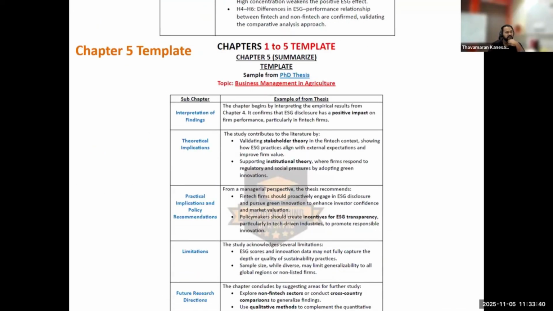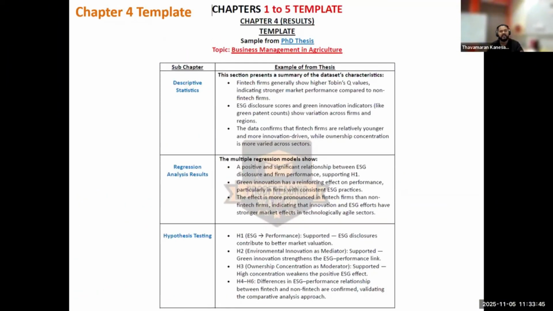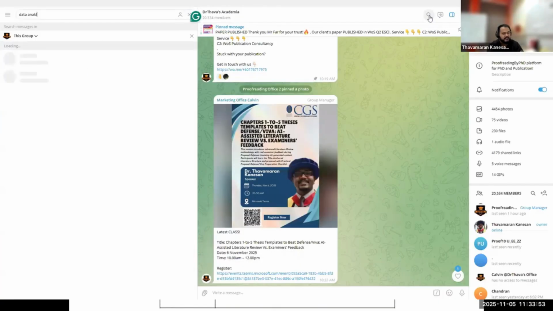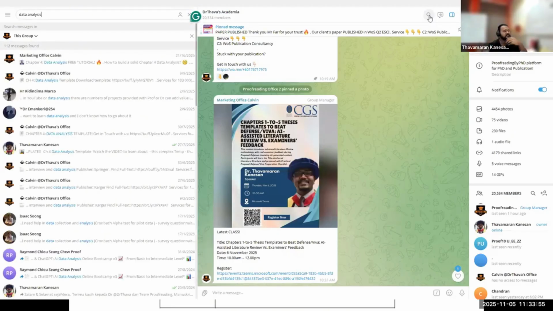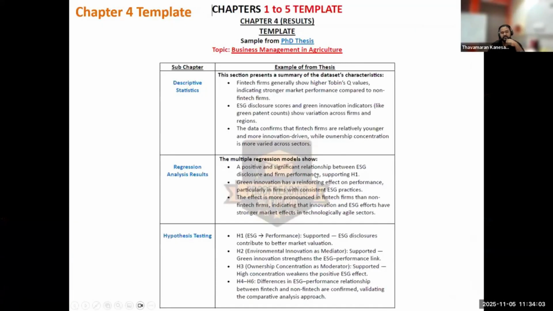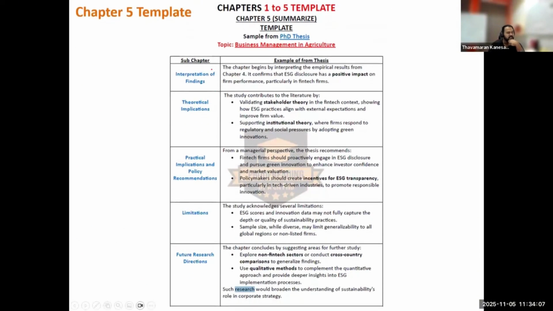Then chapter 4. Chapter 4, I have a very, very complete data analysis template. You can check it out here, data analysis. That is just, like I said, that's just satellite. That is all connecting to all my templates here. You can see here, this is the most comprehensive data analysis template. You can use it. Then finally, chapter 5, interpretation of findings, theoretical implications.